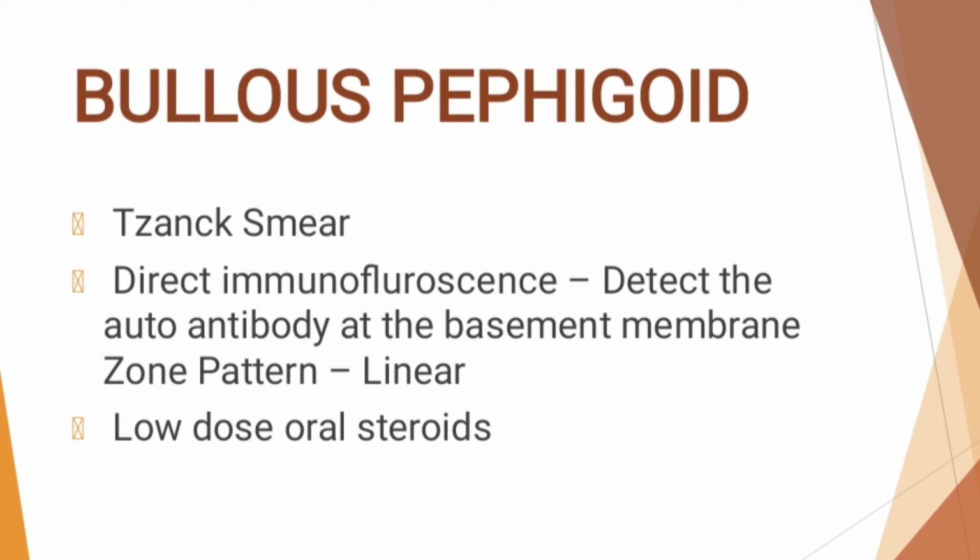Let's see the investigations which help in the diagnosis: Tzanck smear and direct immunofluorescence. This direct immunofluorescence detects the autoantibody at the basement membrane zone, and the pattern we see is a linear pattern. Whereas in Pemphigus vulgaris we see a fishnet pattern, in Bullous pemphigoid we see a linear pattern.